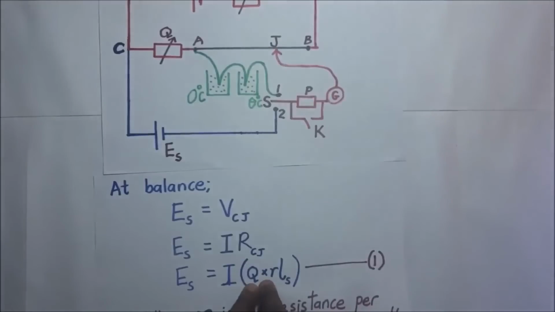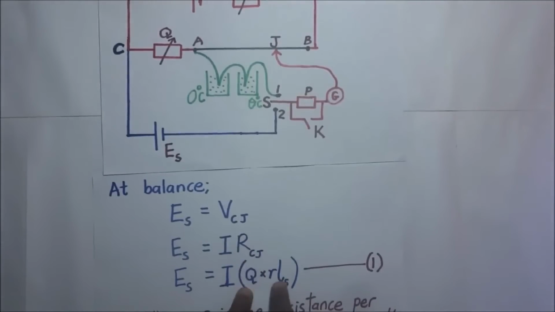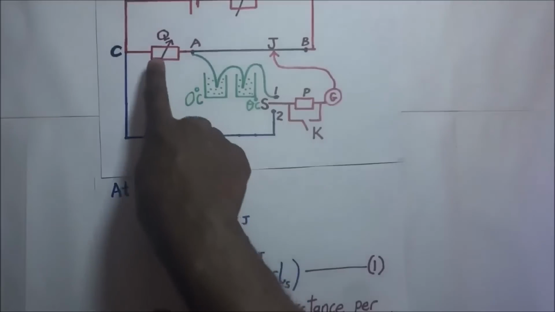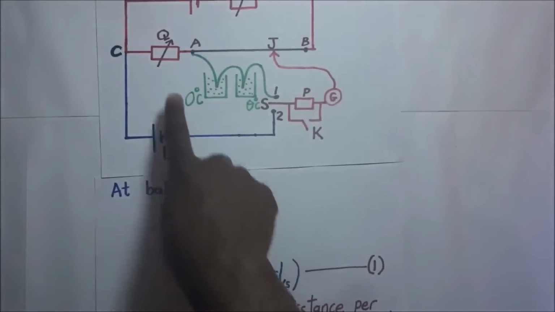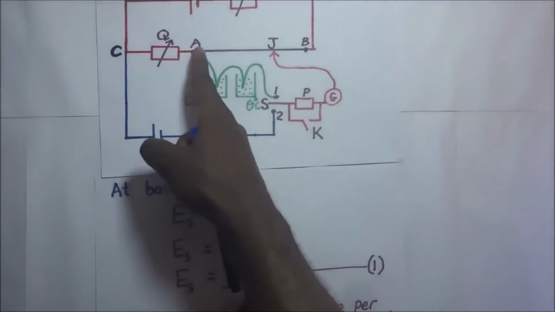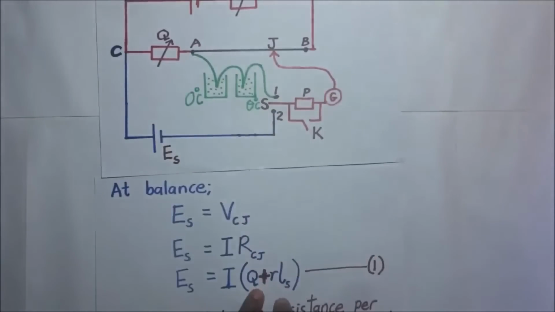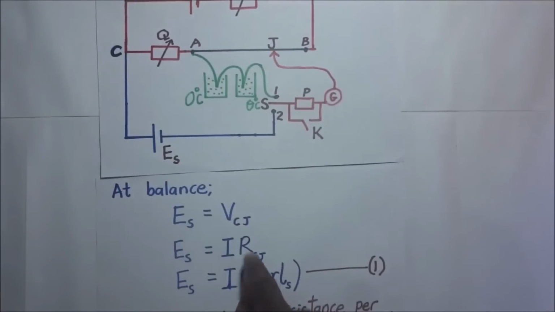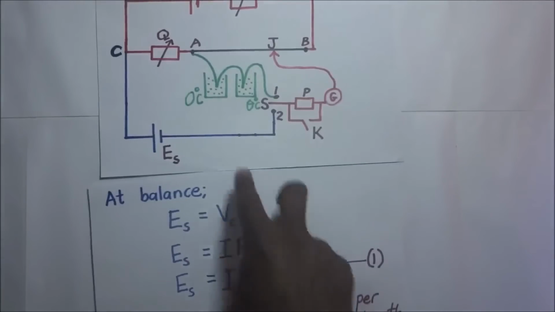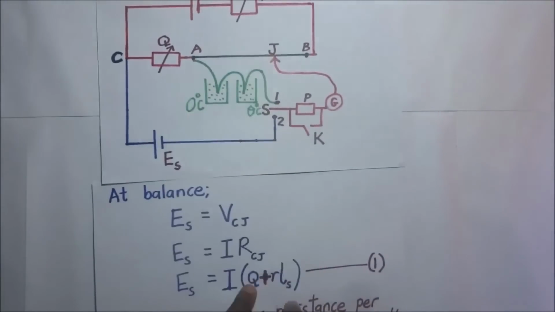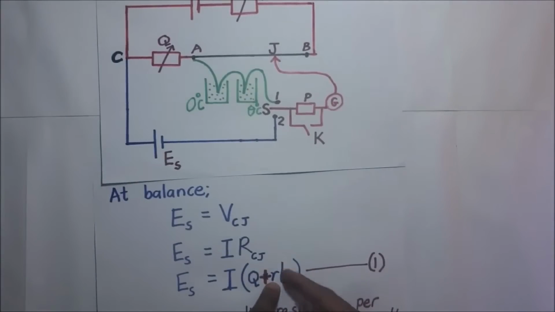So it means that in this case, it's going to become I times the effective resistance, which is Q, since that variable resistor Q is in series with that portion of the balance length. So the effective resistance of that portion is going to be Q plus the resistance of the portion of the balance length. Of course, the resistance of the portion of the balance length is going to be the resistance per centimeter, multiplied by the balance length being LS.